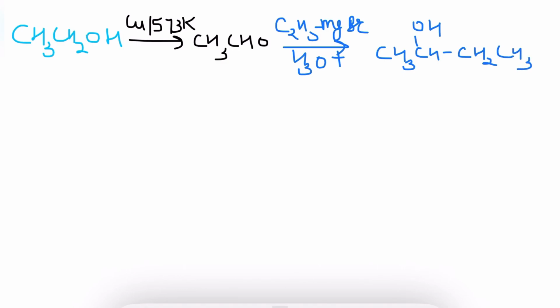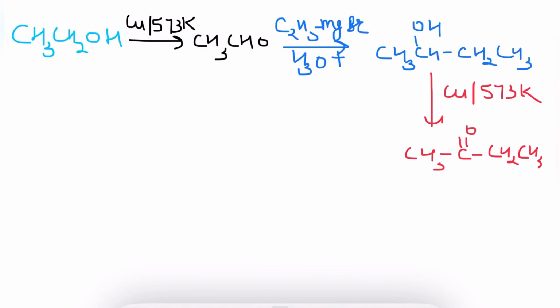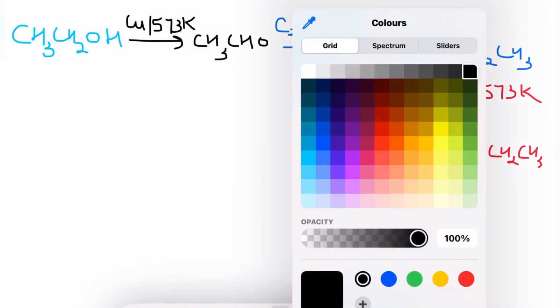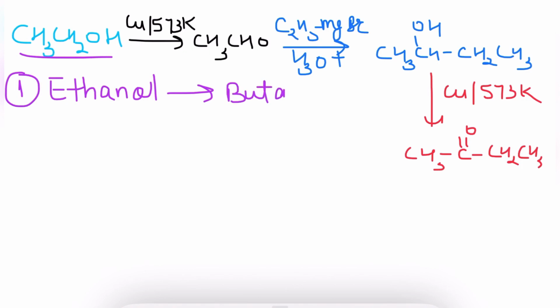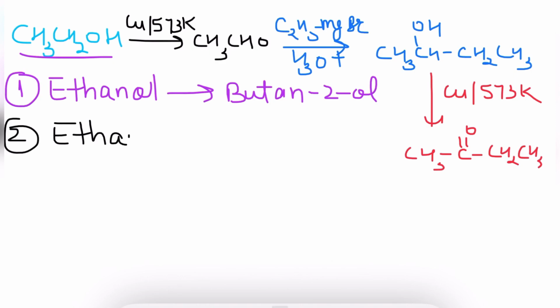This product, again I am doing the copper at 573 Kelvin dehydrogenation reaction. It forms CH3, C double bond O, CH2CH3, which is butanone. So the transformations here: first one, ethanol is converted into butan-2-ol. The second conversion we can frame from here: convert ethanol into butanone.